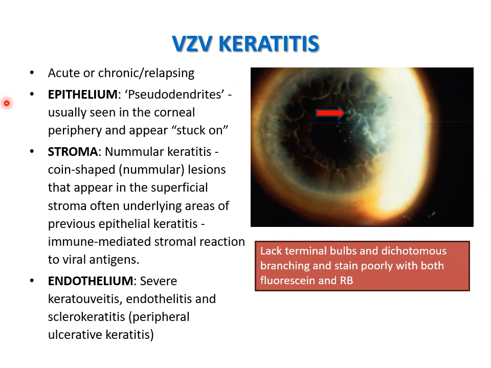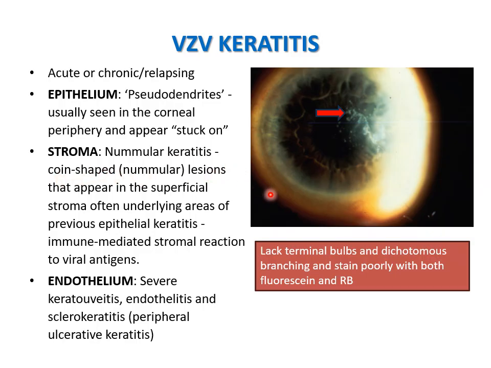So epithelial involvement in case of herpes simplex was dendrites. This one is pseudodendrites, which are usually seen in the corneal periphery and appear stuck on. Why are they called pseudodendrites? Now, these dendrites lack terminal bulbs and dichotomous branching, which was seen with herpes simplex, and they stain poorly with both fluorescein and rose bengal stain. That is why pseudodendrites.